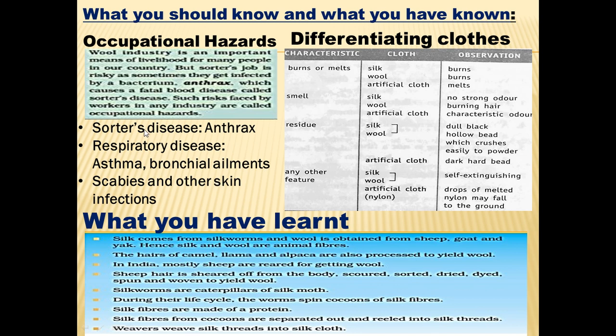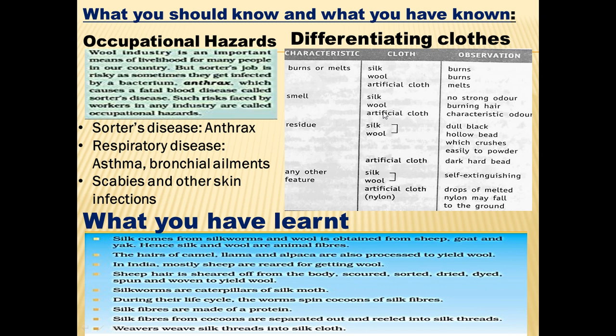Now the question arises, how will you differentiate clothes obtained from different fibers? Let us see. If it is artificial cloth, when you burn it, it melts. But when it is natural cloth, silk or wool, it will burn like paper does. Smell: if you burn silk, no strong odor will come, and a burning hair kind of smell will come from the wool, but artificial cloth will have a characteristic odor like plastic.